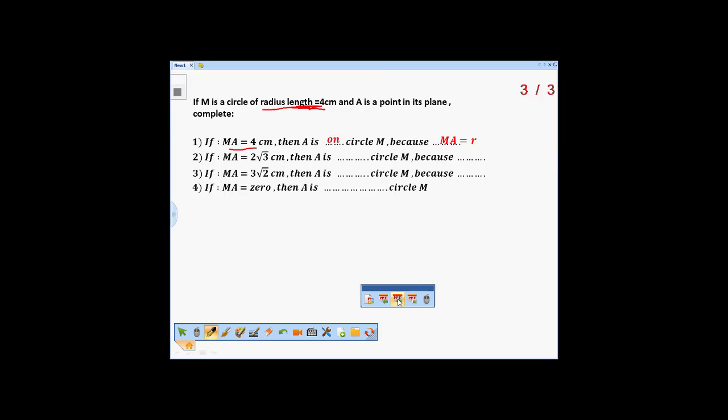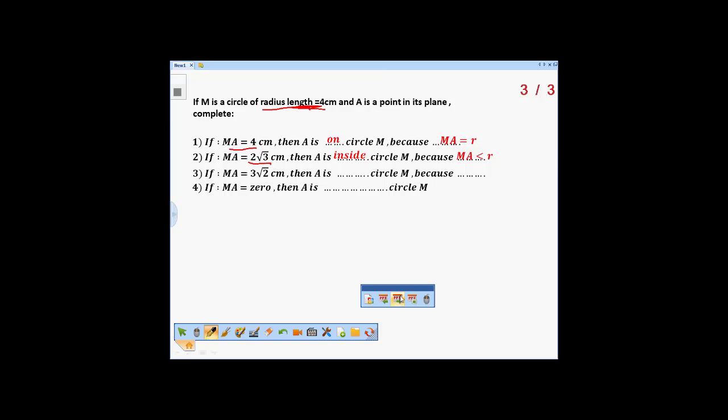If MA equals 2 root 3 centimeters, then A is inside. 2 root 3 means a value less than 4 centimeters. If you use your calculator, you will find that 2 root 3 is smaller than 4. Then A is inside the circle M, because MA is less than the radius.